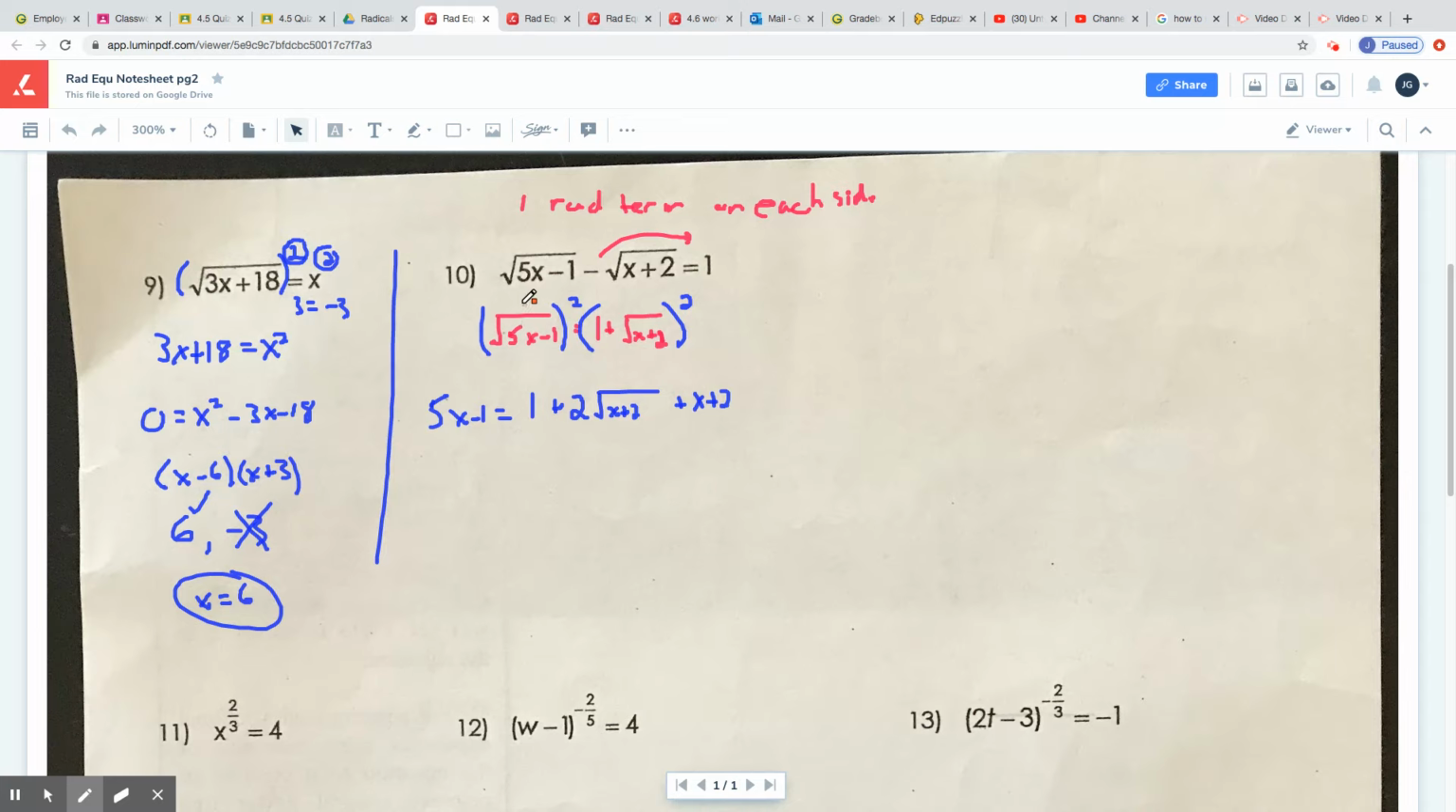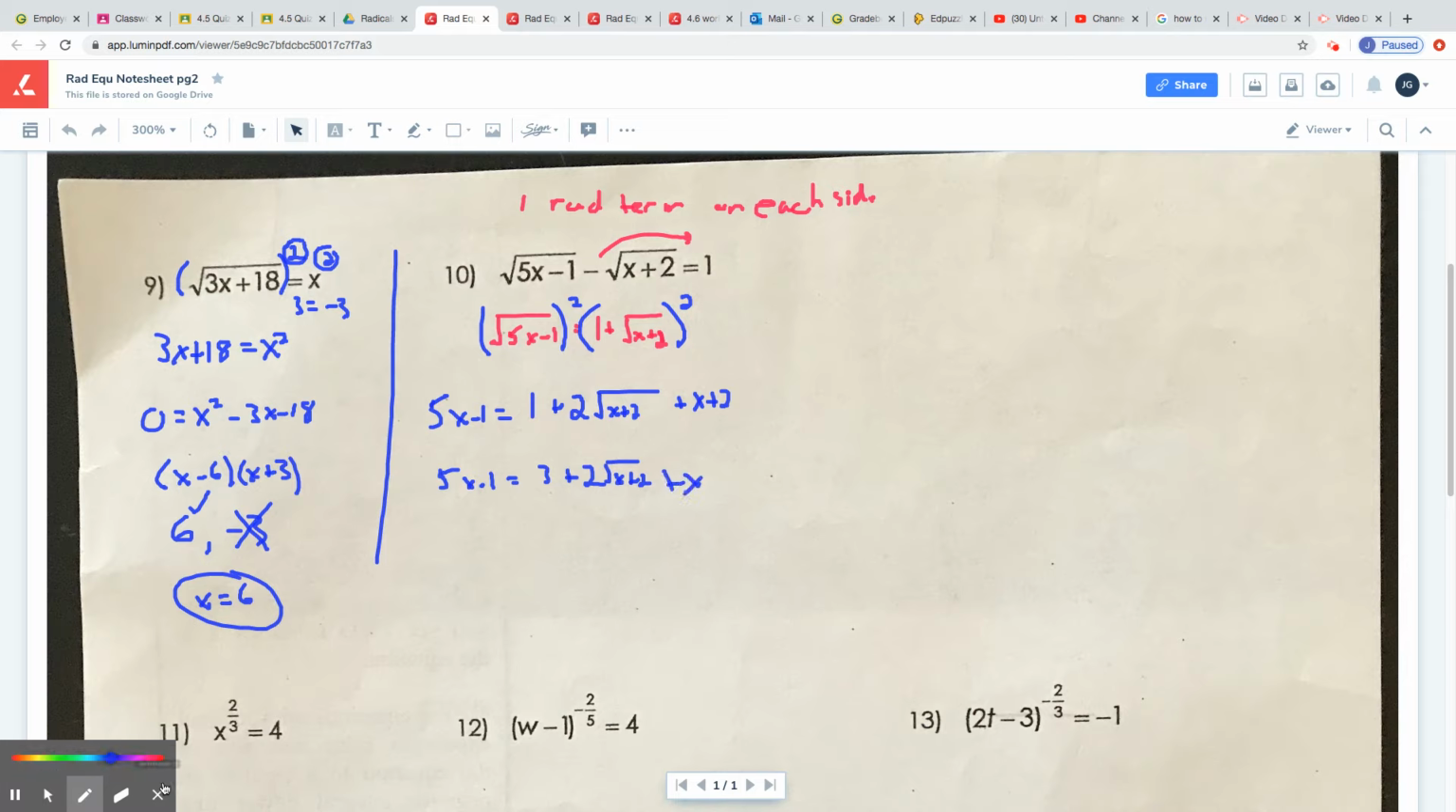This is different than the second one we did today because you just didn't have the square root of x plus 2. We have this plus 1. This thing here changes everything. All right, so let me just simplify this a little bit. We have 5x minus 1 equals 3 plus 2 root x plus 2 plus x.